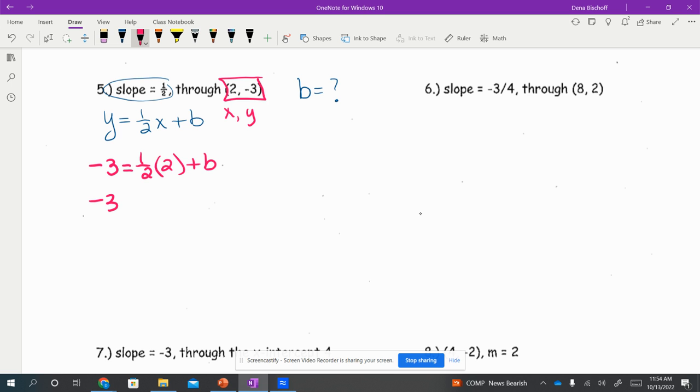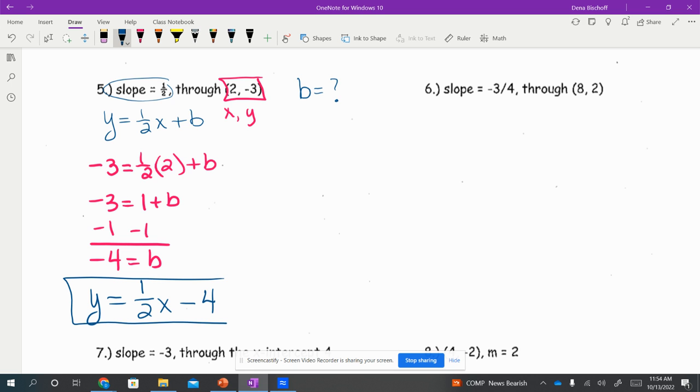So -3 equals, let's see, 1/2 of 2 is 1, plus b. Trying to solve for b. So I'm going to subtract 1 from both sides, and I find out that b equals -4. What's the equation, Eli? Can I write minus 4 instead of plus a negative? Is that okay? Good job. Very nice.